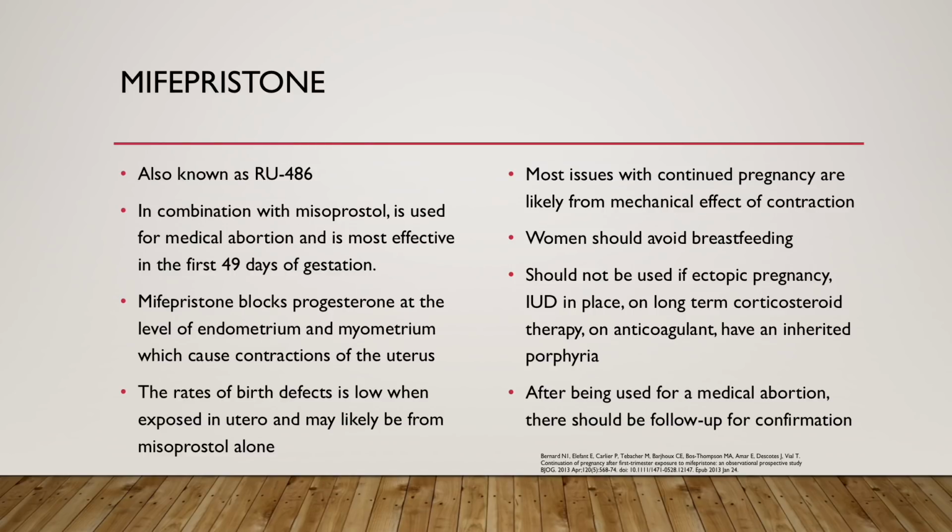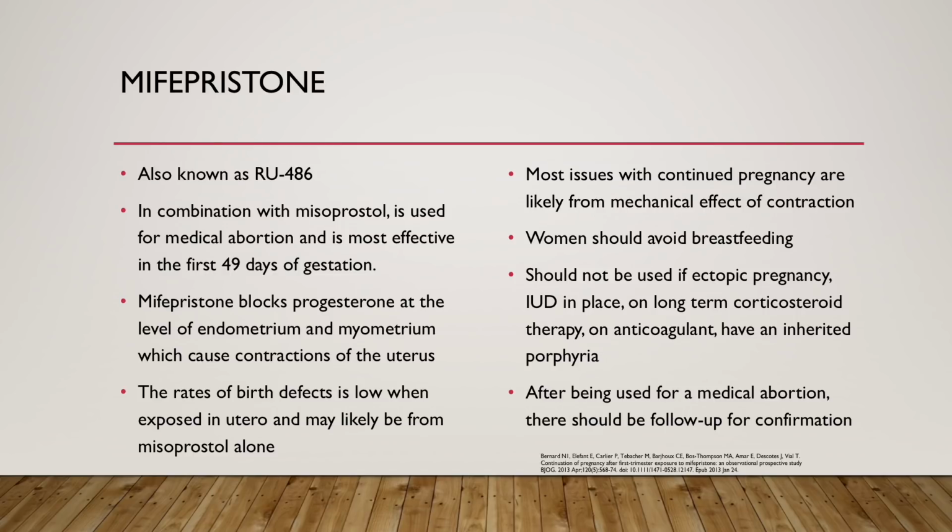Mifepristone works by blocking progesterone at the level of the endometrium and myometrium, and this causes contractions of the uterus. The rates of birth defects are actually pretty low with mifepristone when exposed in utero, and birth defects may likely be from use of misoprostol alone, not necessarily the mifepristone. Most issues with continued pregnancy after exposure to mifepristone are likely from the mechanical effects of contraction and not necessarily from the chemical effect of the medication. Women should avoid breastfeeding if they take mifepristone.